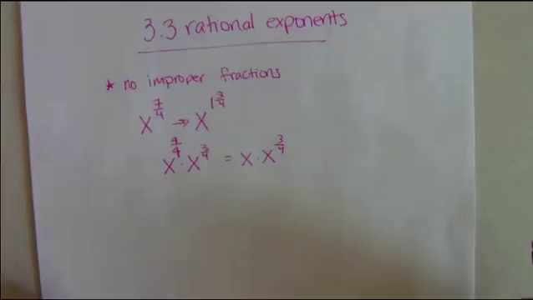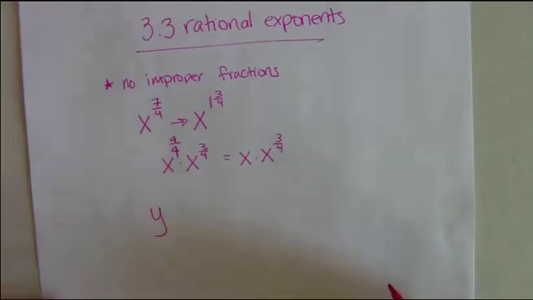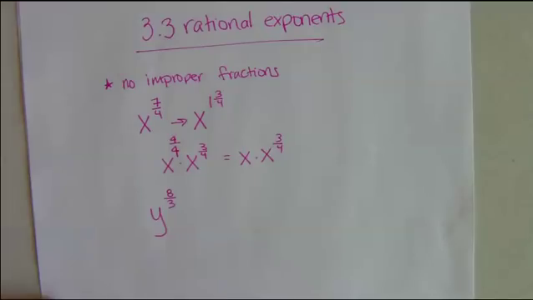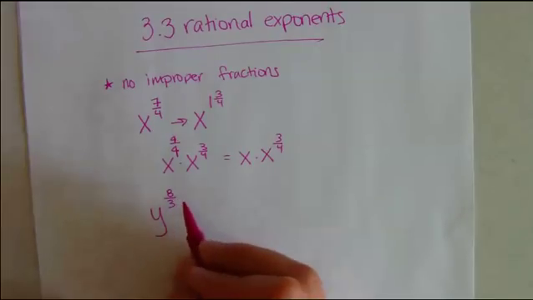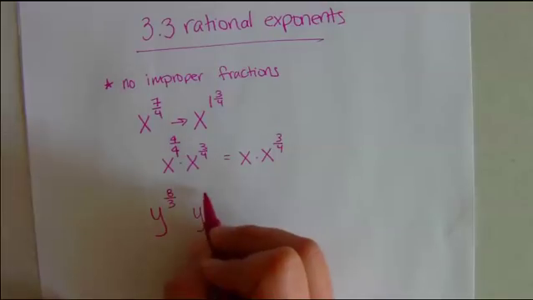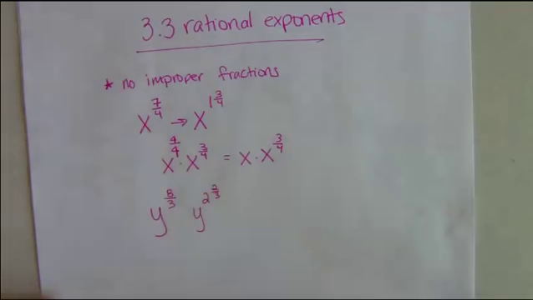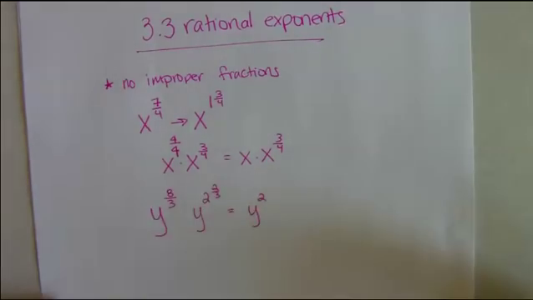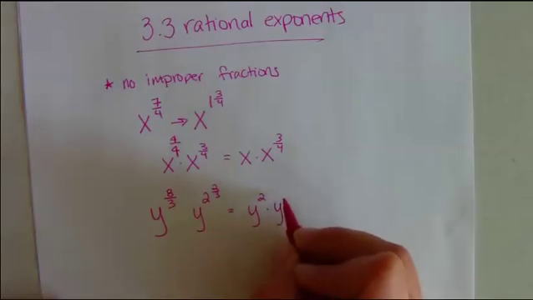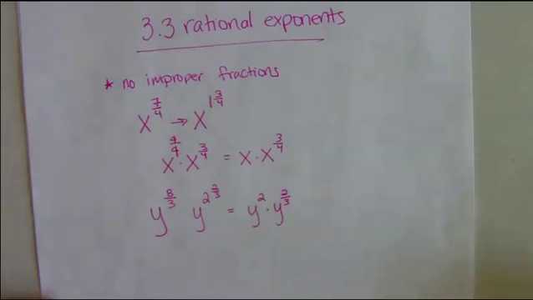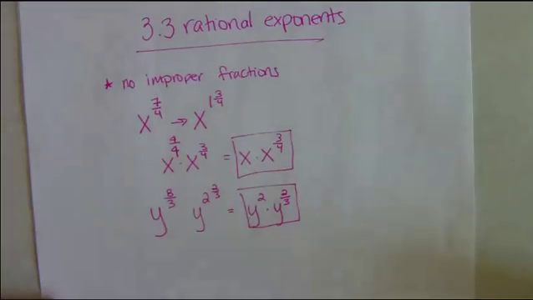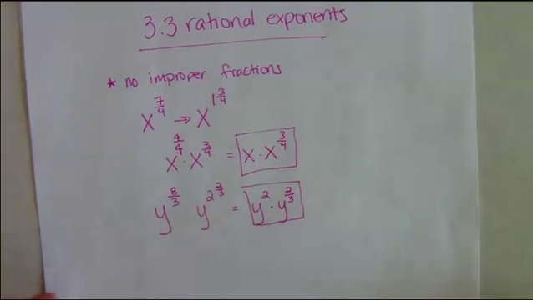If we tried something else, like y to the 8/3, again we have an improper fraction, so we're going to change that 8/3 to a mixed number. That's going to be y to the 2 2/3. The whole number is going to become one of our exponents, so y squared, and then the fraction is going to become our other exponent. If you were to add 2 plus 2/3, you're going to get your original improper fraction, but we're saying no improper fraction, so you have to break that up. So y squared times y to the 2/3.